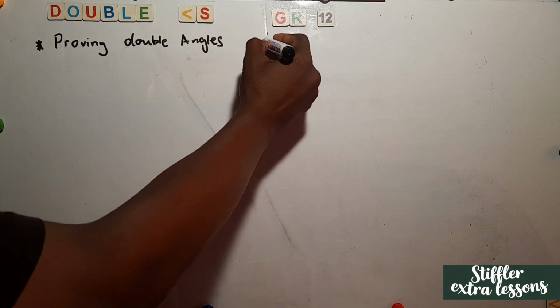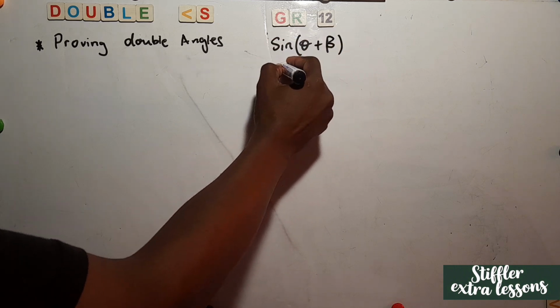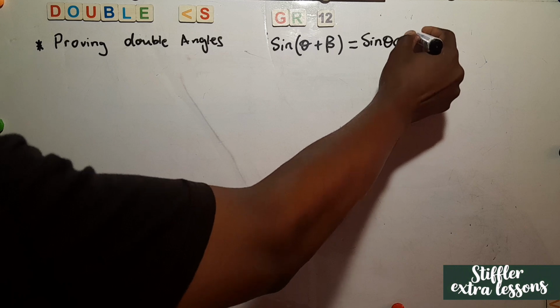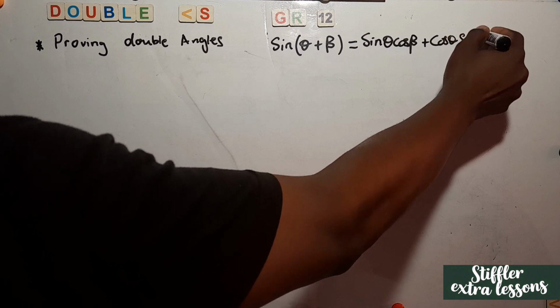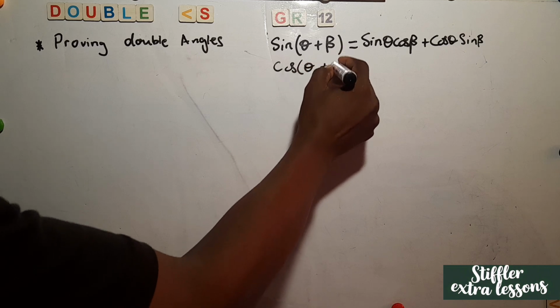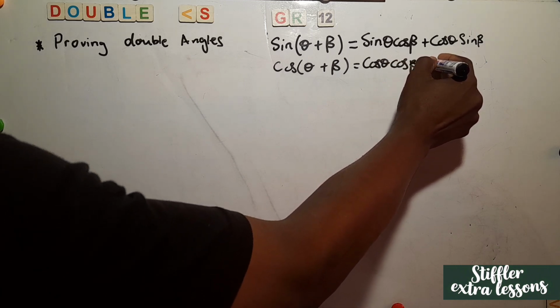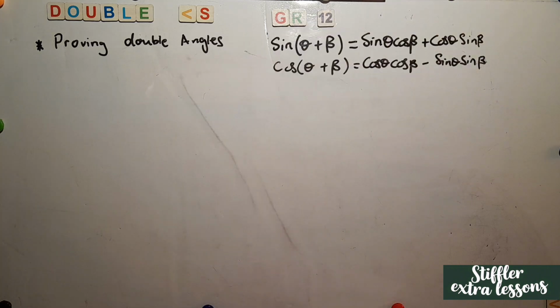So the compound angles that we are going to use: sine of theta plus beta, we know that is equal to sine theta cos beta plus cos theta sine beta, and we're also going to use cos of theta plus beta, the same as cos theta cos beta minus sin theta sin beta, right? So if you haven't watched, please go to this playlist and watch what we did on those topics, right?